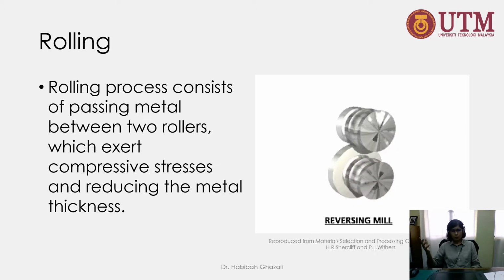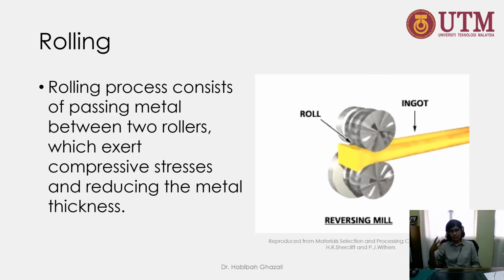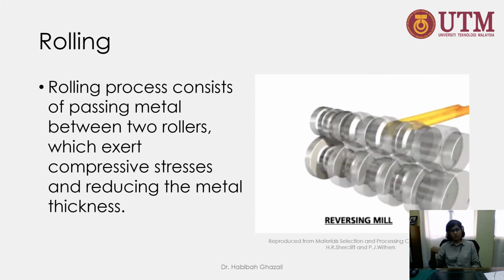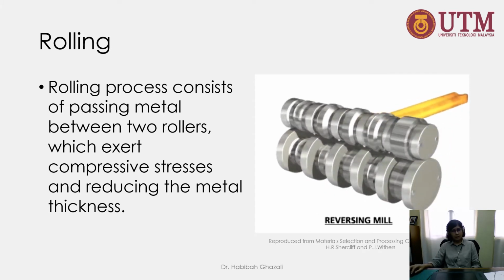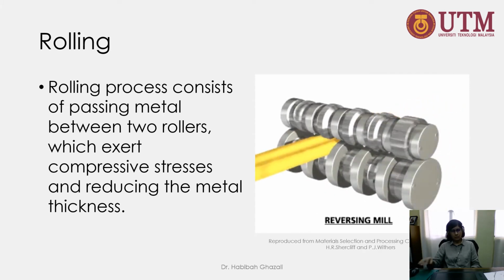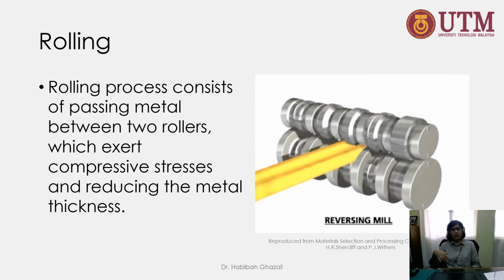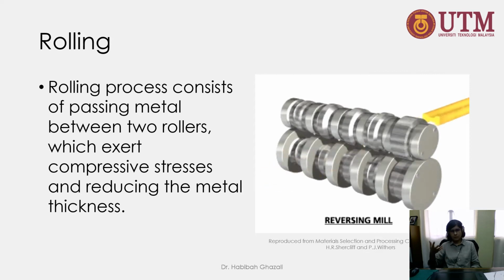But before we go and have a look at what happened during this heat treatment process, let's have a look at these few animations that I have here explaining what happened during the forming process. So I have here an animation of a rolling process. This process consists of passing metal between 2 rollers, which exert compressive stresses and reduce the metal thickness.